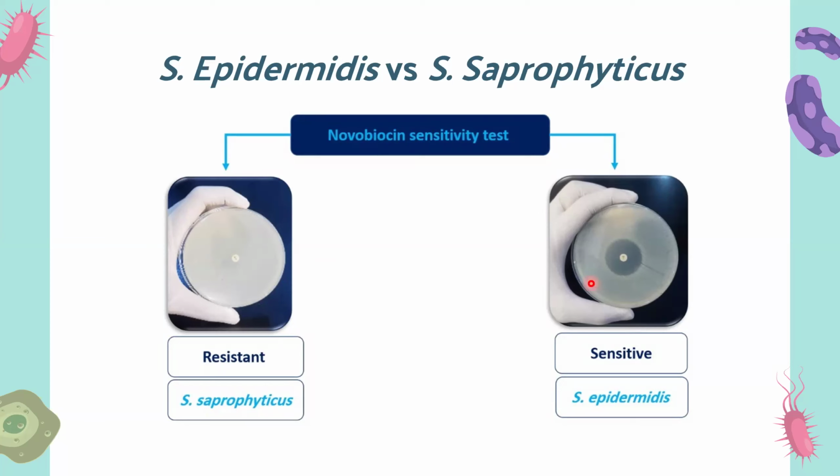If you have a zone of inhibition around the antibiotic, meaning that the antibiotic killed the bacteria surrounding it, this is a sensitive novobiocin test, and this is indicative of staph epidermidis. If you lack the zone of inhibition, meaning that the antibiotic was not able to kill any of the surrounding bacteria, this is a resistant strain, and this is staph saprophyticus. Is that clear? Are you guys able to tell the difference between the two?